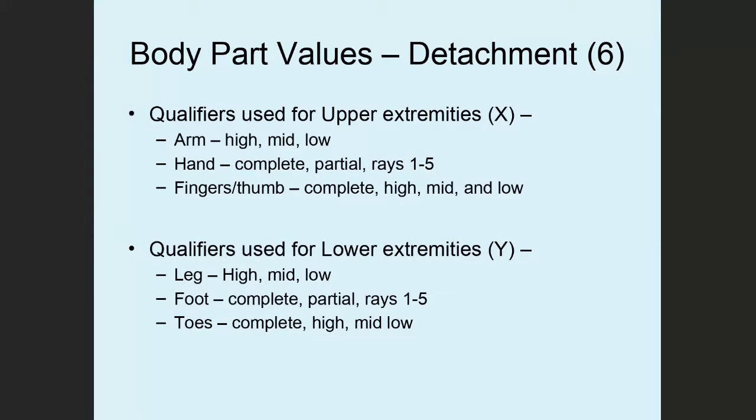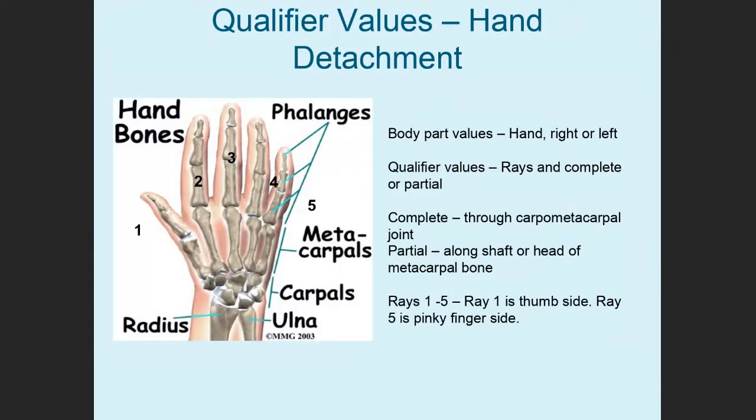Qualifiers are also used in body systems, upper and lower extremities, with the root operation detachment. This is really complicated. In the body system upper extremities, root operation detachment has body part values for arm, hand, fingers, and thumbs. And then the qualifiers give you which part of the arm, the hand, or the fingers and thumb. In the lower extremities, the body part is leg, foot, toes, and then they give you these qualifiers: high, mid, low, complete, partial, and the rays, and complete, high, mid. So let's look at each one of those separately.